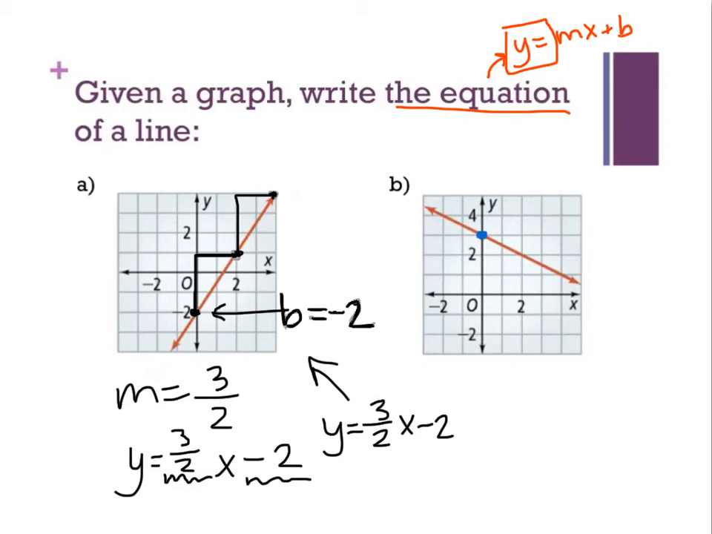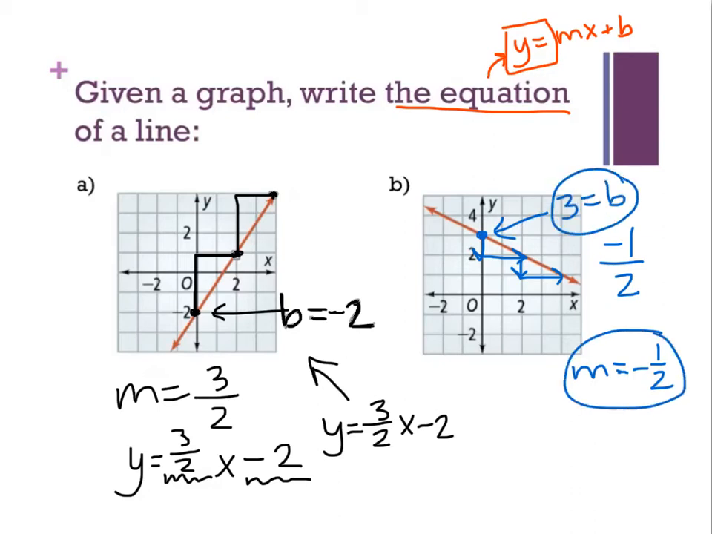There's my y-intercept. I have a negative slope, down 1 over 2. Down 1, right 2. My slope is negative 1/2. Slope is negative 1/2. So again, y-intercept, that's positive 3. I have my y-intercept and my slope. All I have to do is plug them in. Negative 1/2 x plus 3.